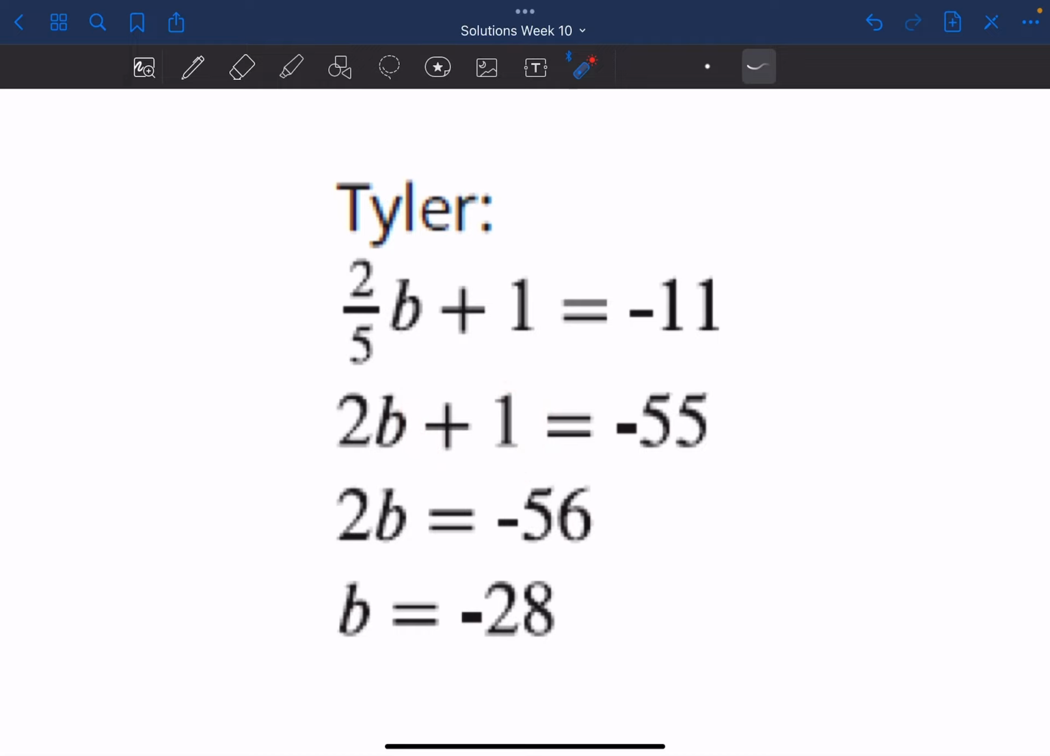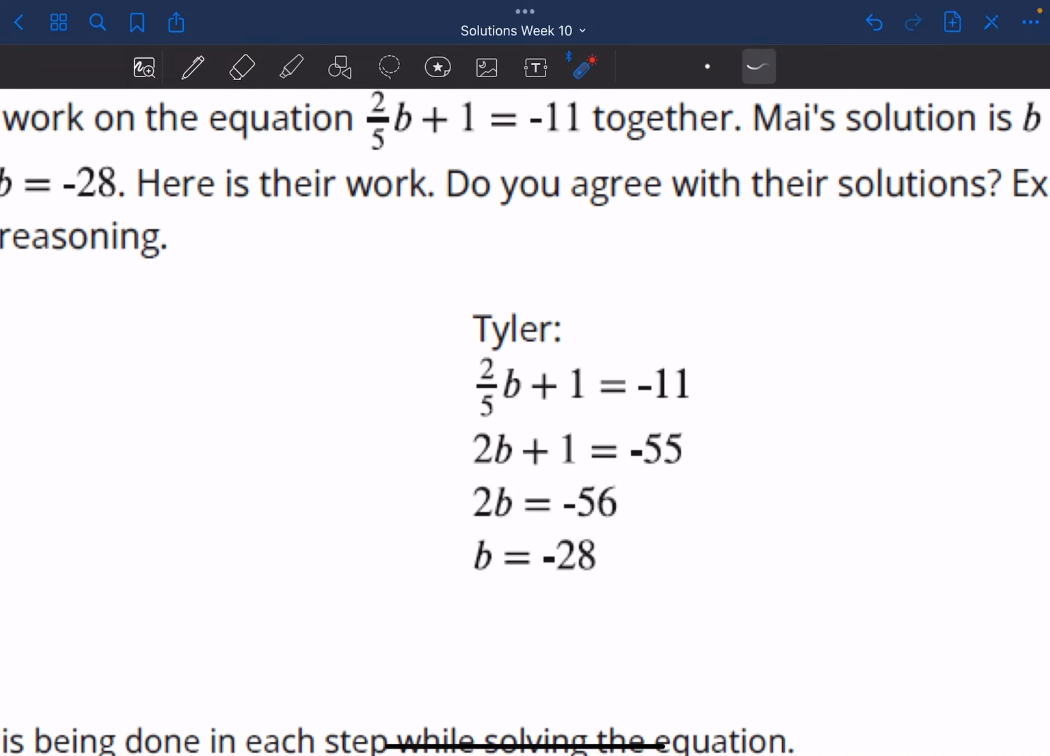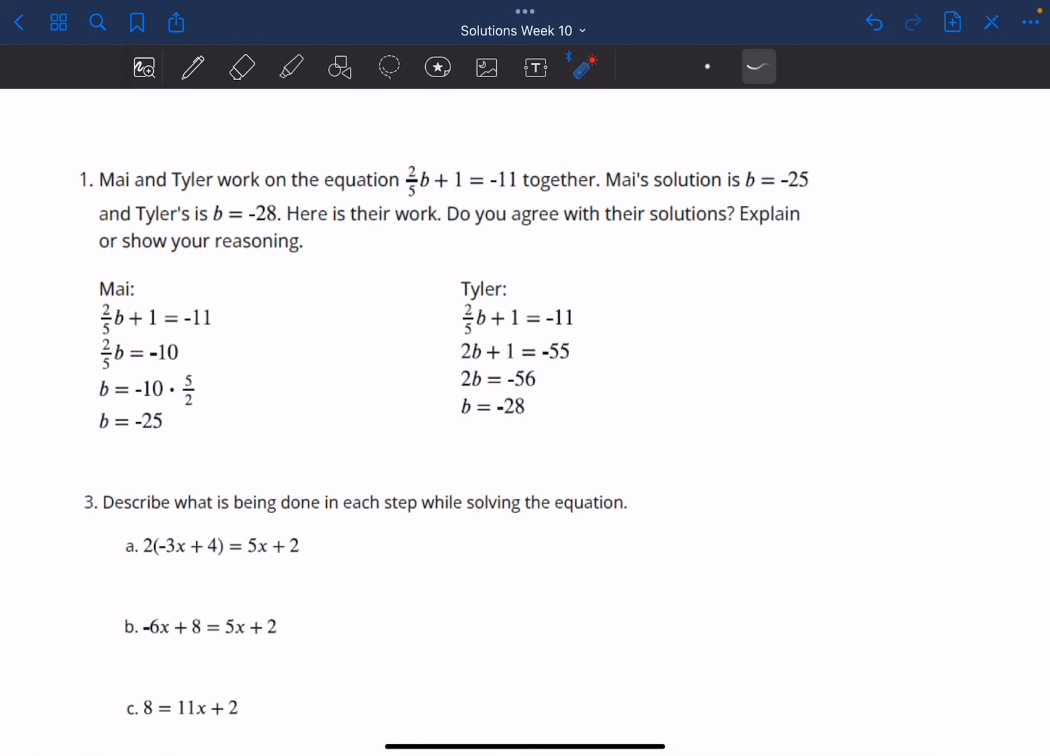So I was just kind of speculating, saying they could both be wrong, but I'm pretty sure they're both wrong, because this should be a +5. So in that case, I would say they are both wrong.